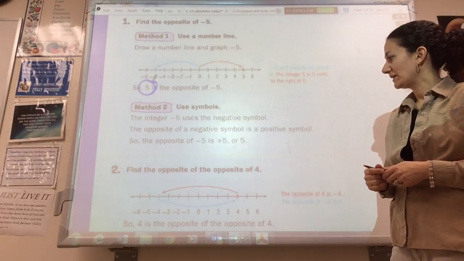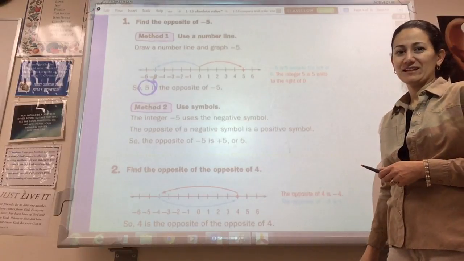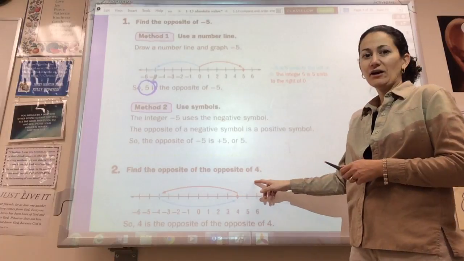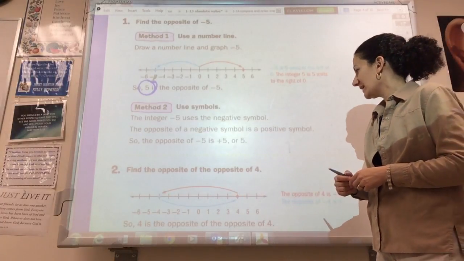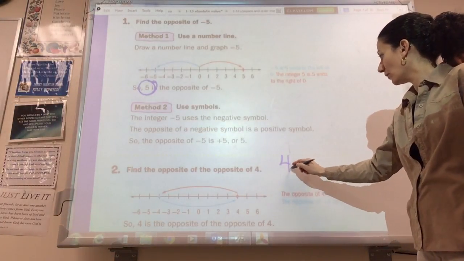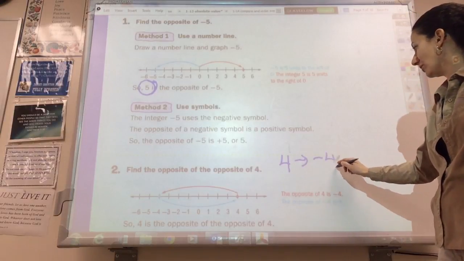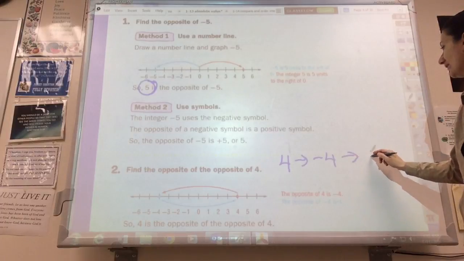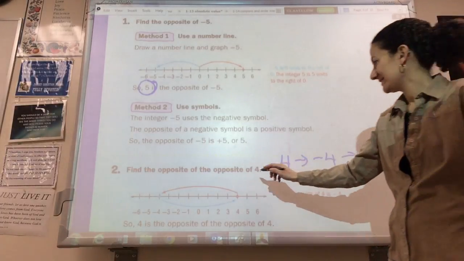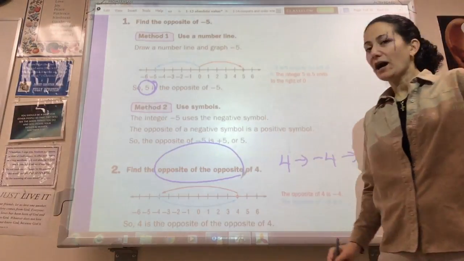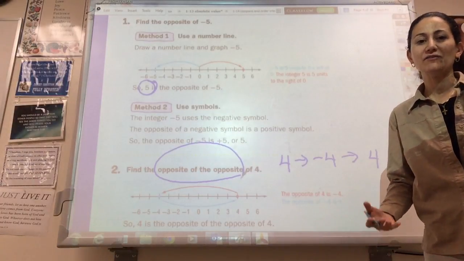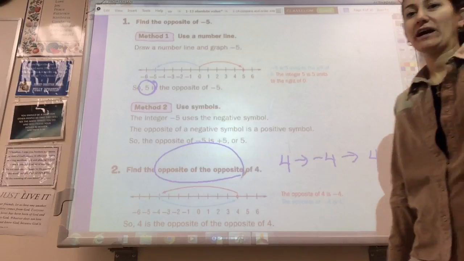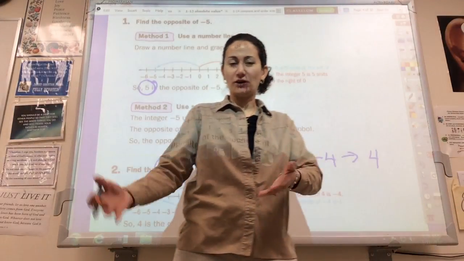Here's another example. This one is a tricky one. Find the opposite of the opposite of 4. Well, the opposite of 4 would be negative 4. And the opposite of negative 4 would be 4. So this is kind of tricky here. The opposite of the opposite of the number is the number itself.